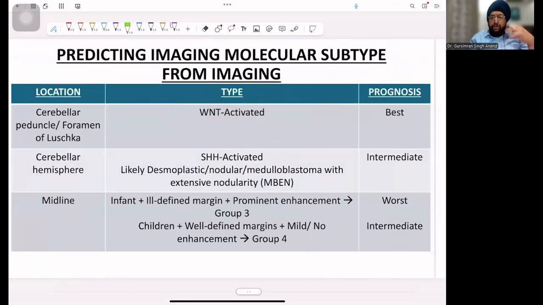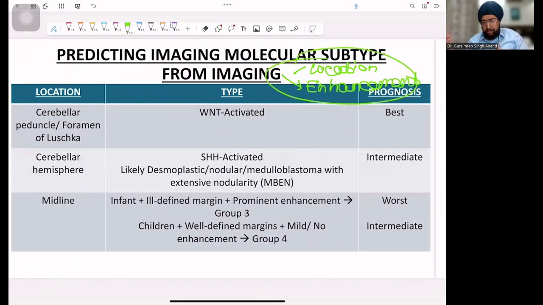Now, how do you predict the molecular subtype from imaging? It consists of two points. One is your location, the other one being your enhancement. Based on the molecular subtype, we have different types of prognosis as well. If the medulloblastoma is epicentered in the region of the cerebellar peduncle or the foramen of Luschka, I told you it's a very rare type. It's a WNT activated type, and it has the best prognosis out of all the medulloblastomas.